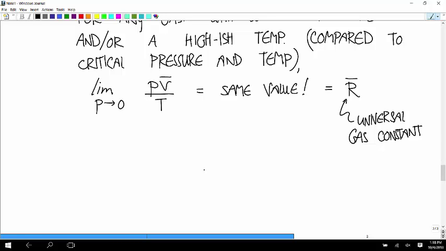And the value of that is 8.314 kilojoules per kilomole. Ooh, that sounds violent. Times Kelvin. Okay, that's amazing. And we're going to take full advantage of that.